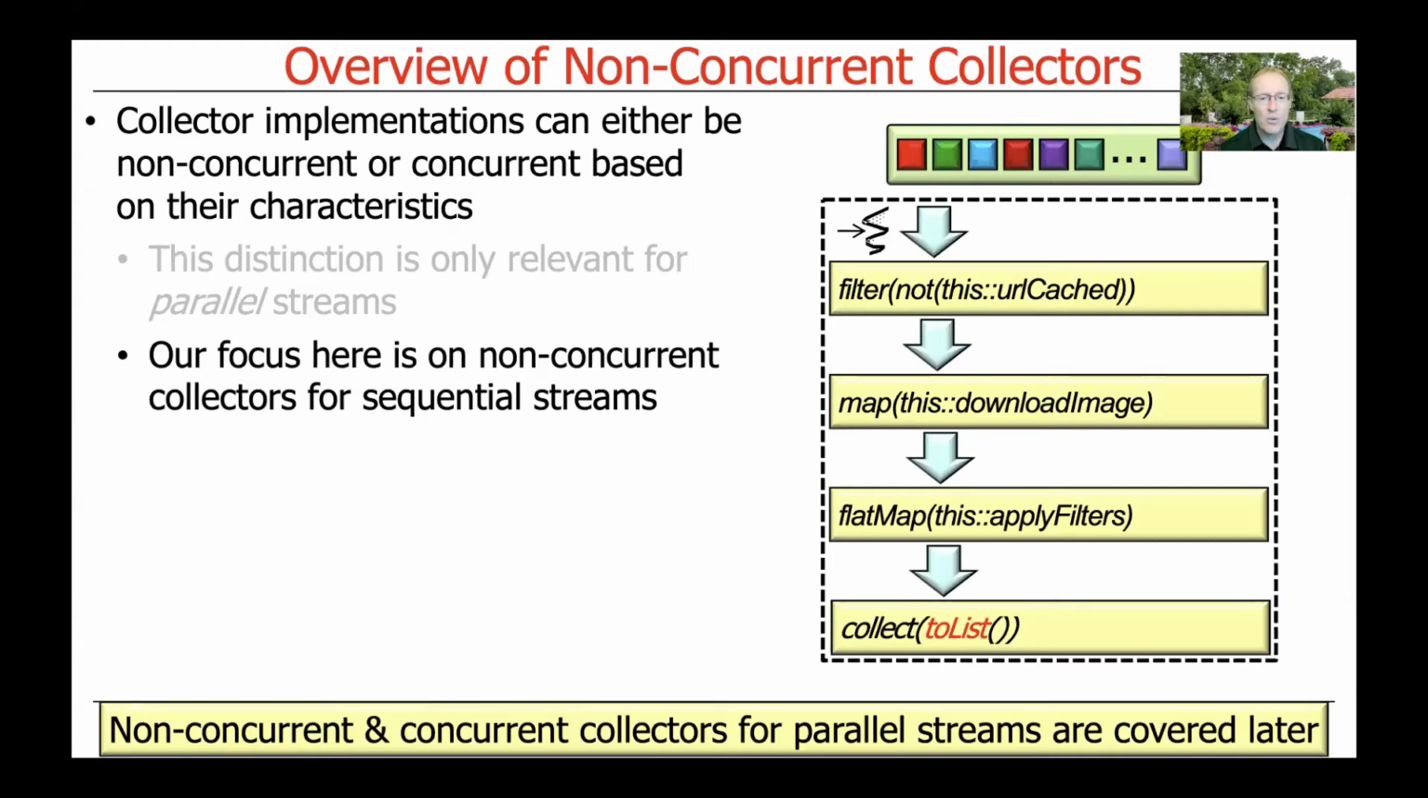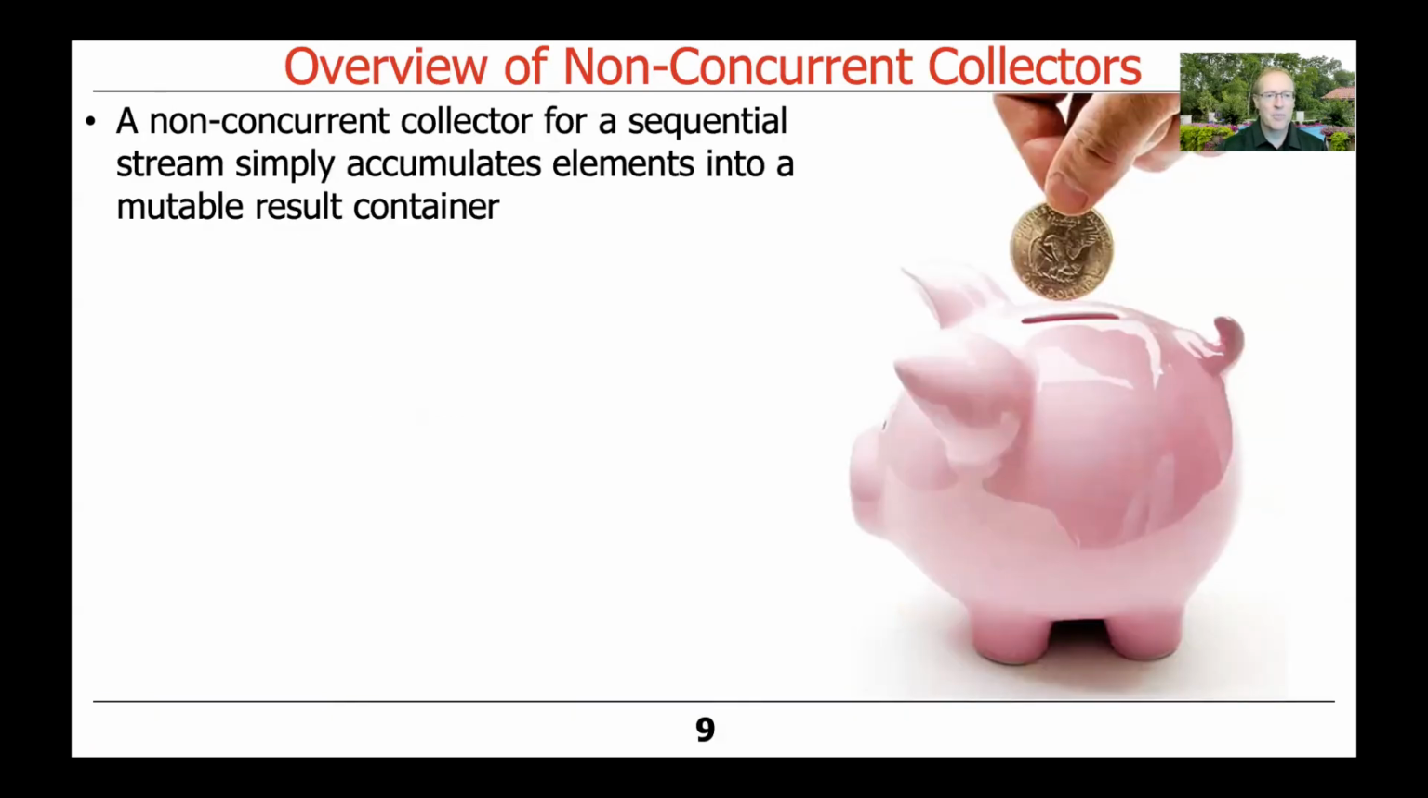Our focus here will be on non-concurrent collectors for sequential streams, and then we'll cover the non-concurrent and concurrent collectors for parallel streams at the appropriate point, probably starting as early as next week. So a non-concurrent collector for a sequential stream just is used to accumulate the elements in the stream into this thing called a mutable result container. And I think of it, I don't know why I have this image in my mind, like putting coins into a piggy bank. You collect the coins and you end up, when you're done, with your loot, with your money that you've collected.